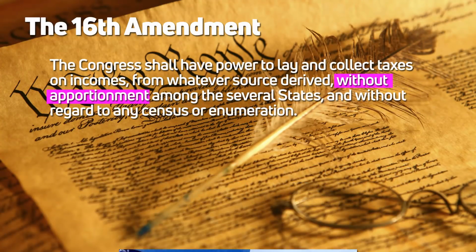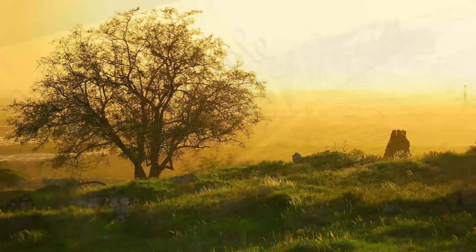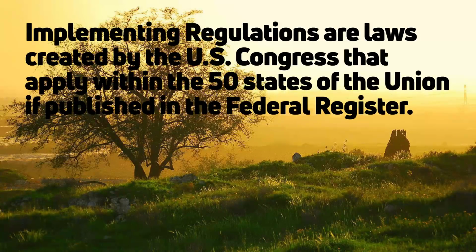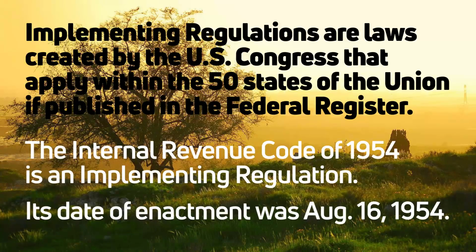For more on this, please review our YouTube video on the duality of meaning in the term United States. For any federal law, there's the legislative intent of that law, as well as the enactment date of that law in the form of an implementing regulation. Reviewing the implementing regulation for the Internal Revenue Code of 1954, one finds the effective date of enactment to be stated in 26 CFR 1.0-1 to be August 16, 1954.